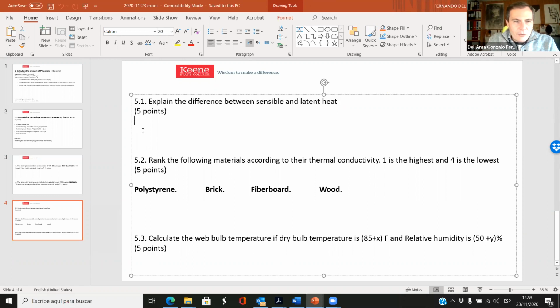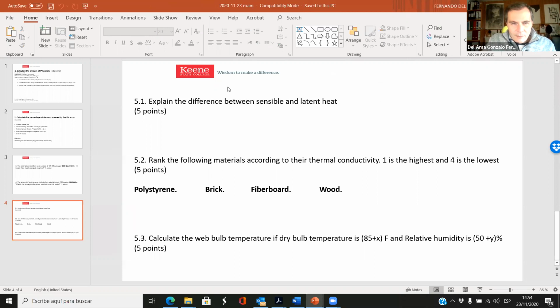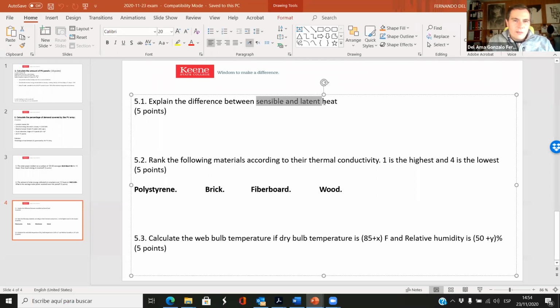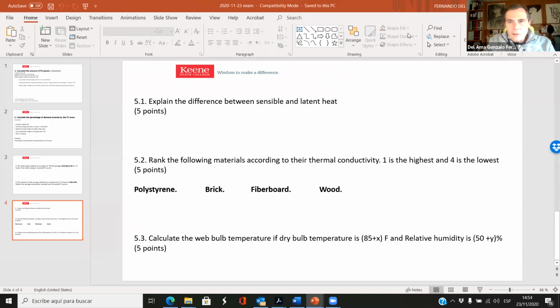Well, I'm not going to answer this, but remember that we have been talking about this, and we spoke about this before the midterm. I want you to understand that the final is going to be a comprehensive exam, so things included on the first lessons will be included on the exam. The difference between sensible and latent heat is not after the midterm, this is before the midterm. It has to do with ventilation loads. So you have to go over that lesson and write here the difference.